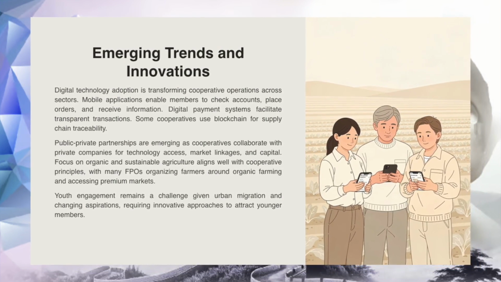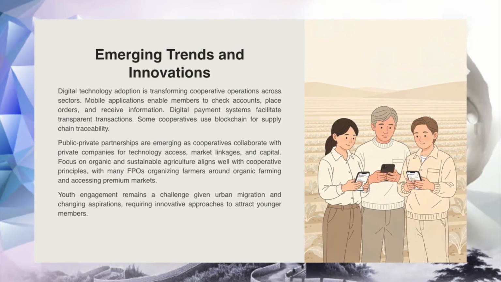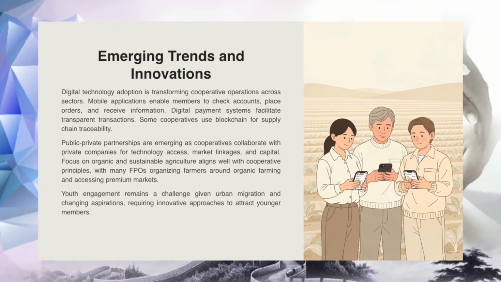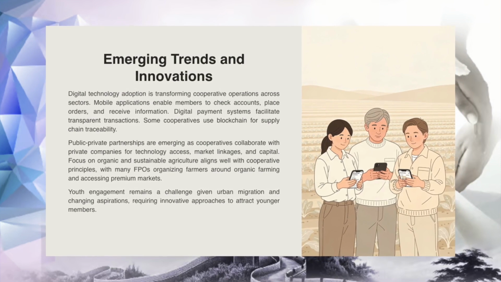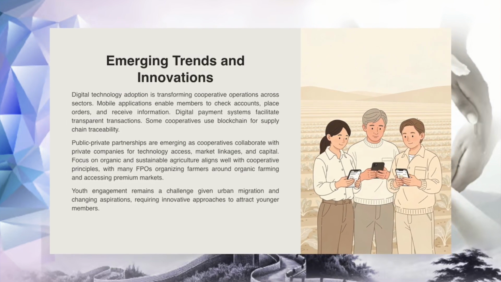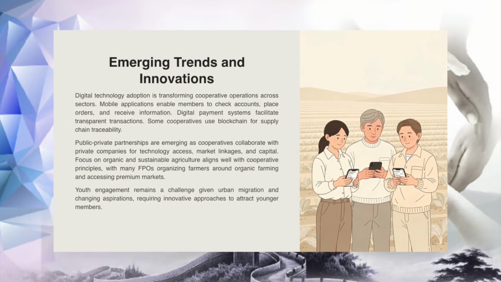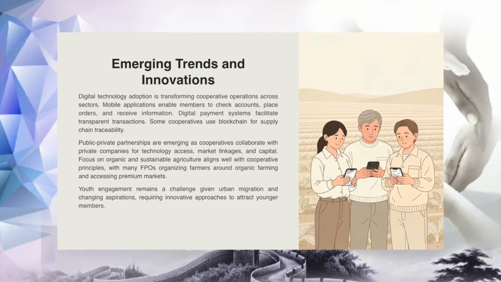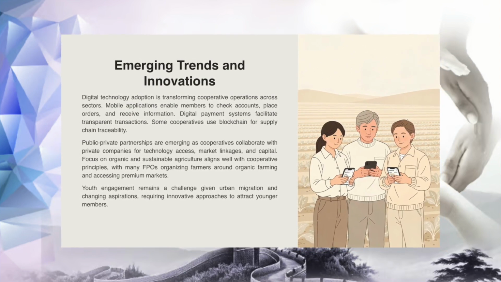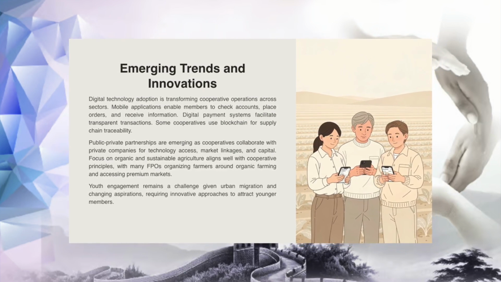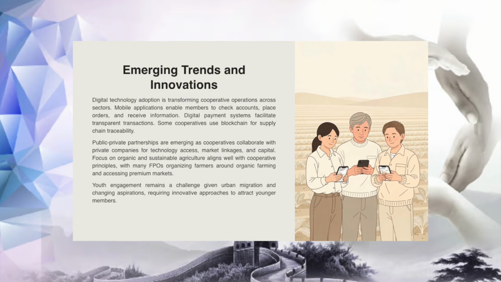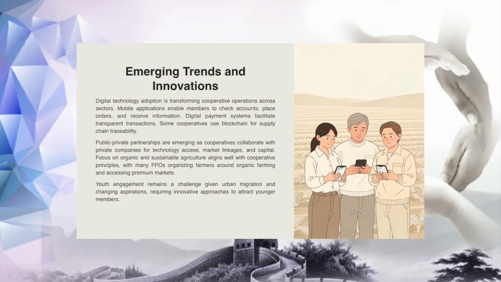Public-private partnerships are emerging as cooperatives collaborate with private companies for technology access, market linkage, and capital. Corporate social responsibility programs of companies increasingly partner with cooperatives for rural development initiatives. While such partnerships must preserve cooperative autonomy and member interest, they can accelerate growth and modernization.